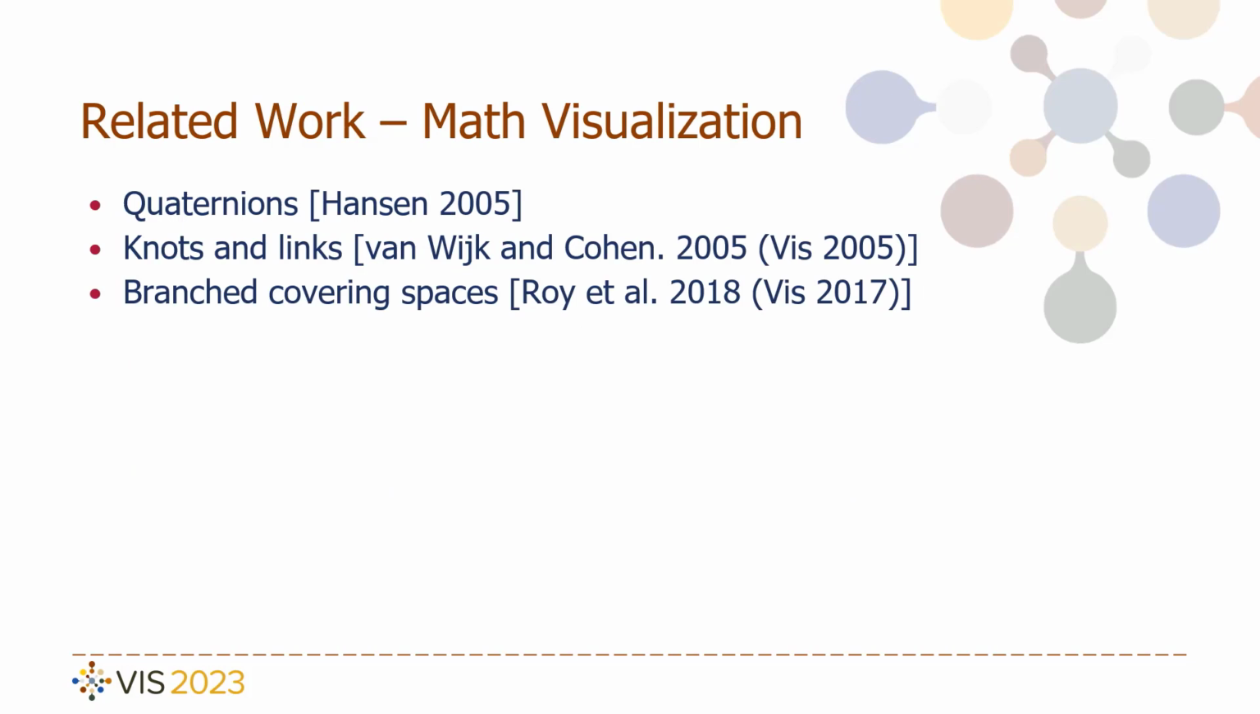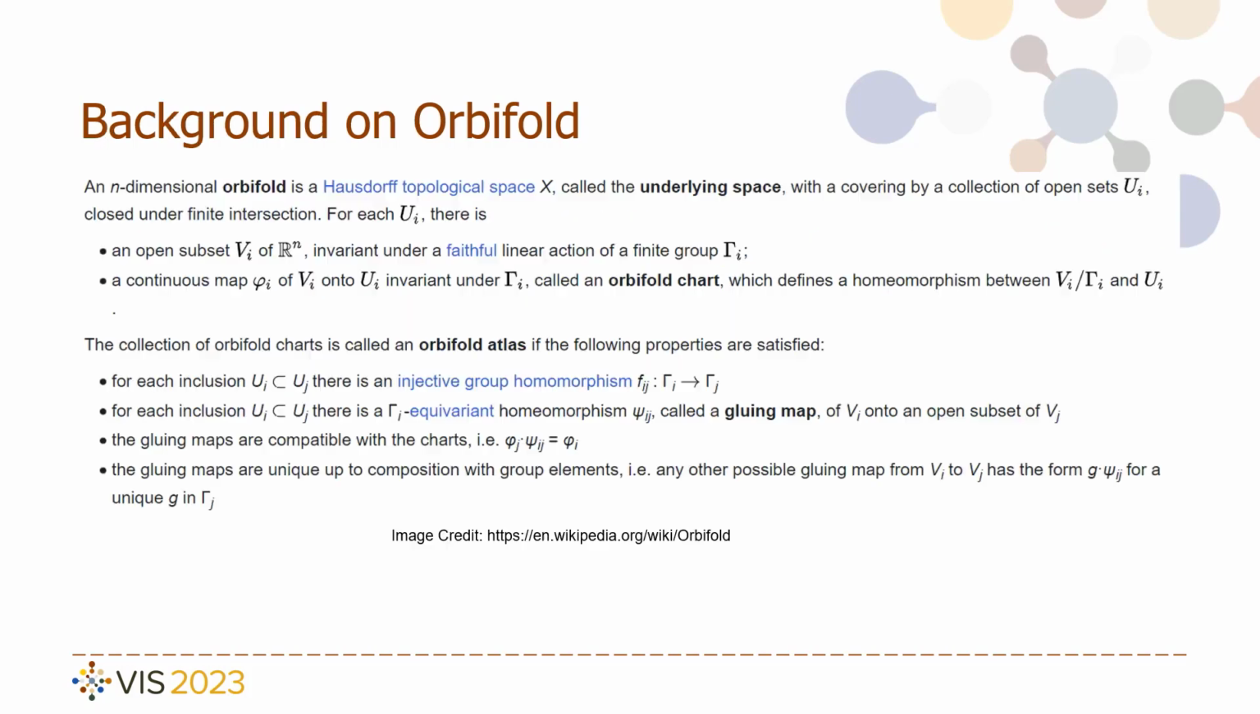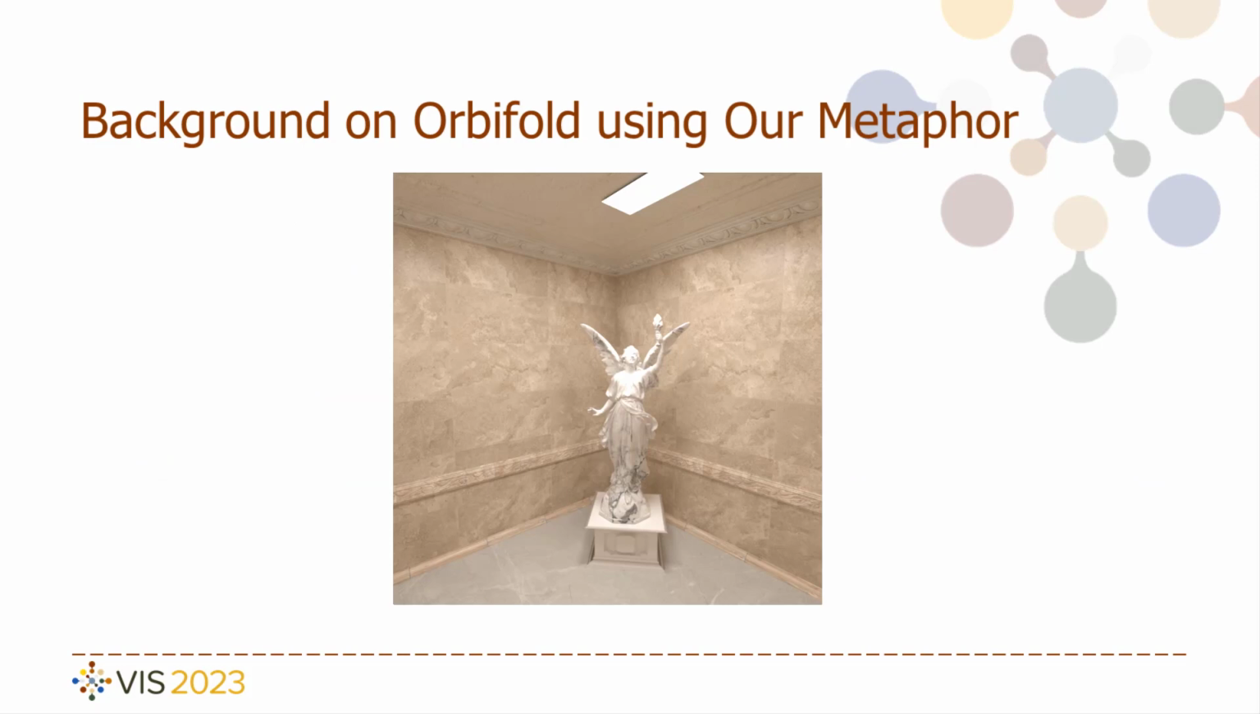Our work belongs to math visualization, a field within visualization that has seen much research over the years. Orbifolds have been visualized using two-dimensional texture patterns. Orbifolds have also been used to describe degenerate points in tensor field topology, construct periodic global parameterizations of surfaces, as well as semi-regular remeshing. The definition of Orbifolds is rather convoluted, involving concepts such as topological spaces, charts, group actions, grouping maps, and group homomorphisms. Next, I will describe a number of concepts and properties of Orbifolds using our mirror-based metaphor.